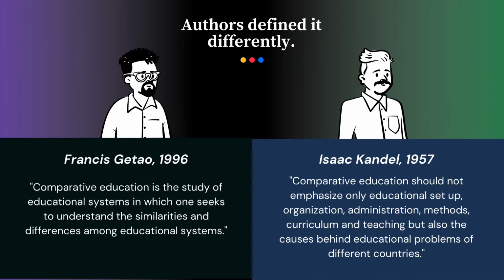For example, in 1996, Francis Gatao, a Kenyan educator and author, defined it as the study of educational systems in which one seeks to understand the similarities and differences among educational systems. Meanwhile, going back to 1957, Isaac Kendall, known as the father of comparative education, emphasized not only the similarities and differences, but the cause behind educational problems of different countries.